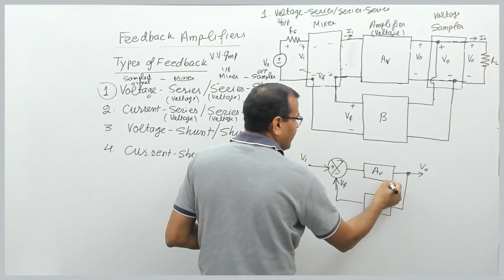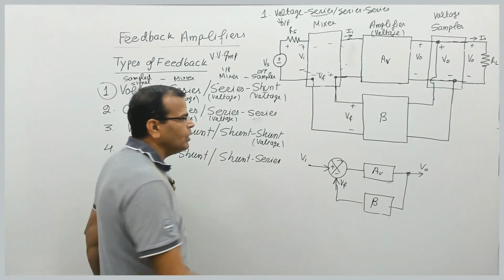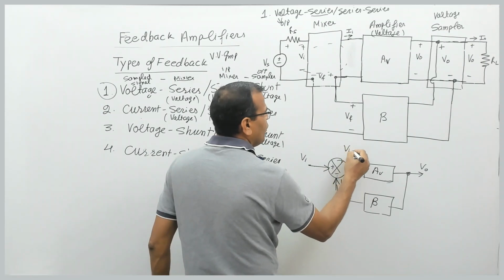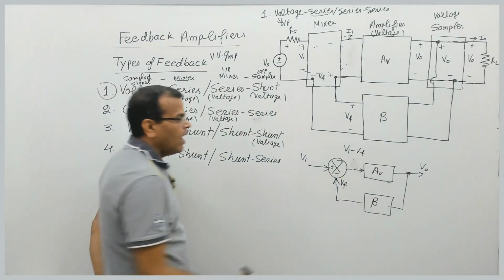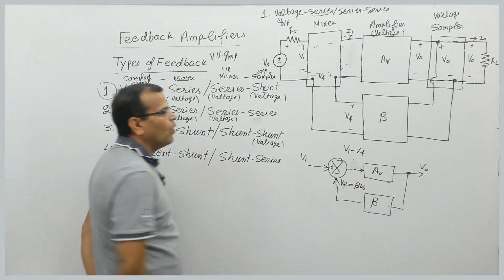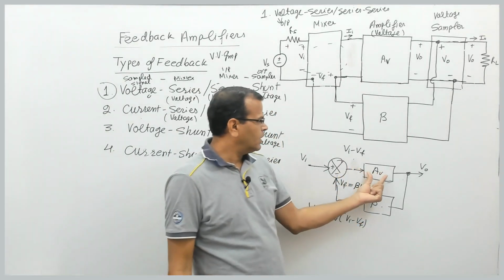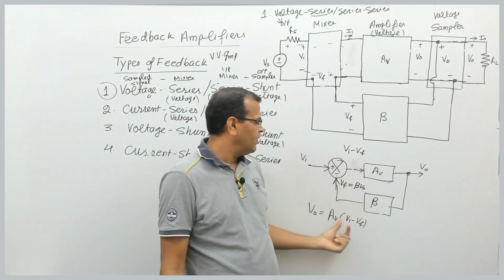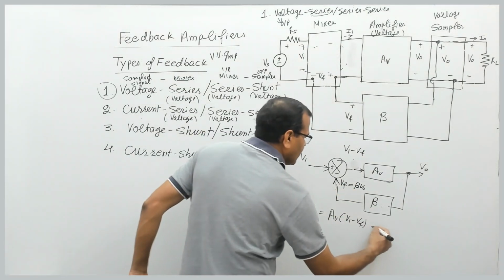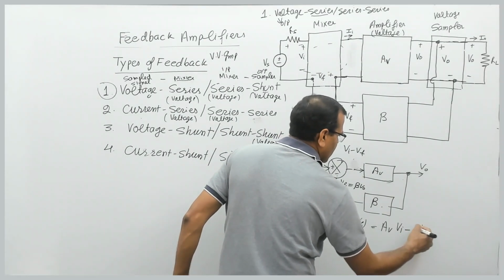I can derive that expression for you. As such you don't need it, because you must know it from control systems, but in one case I can derive it. What is the voltage here? It must be VI minus VF. Now please see carefully: VF is V naught into beta, so beta into V naught is VF. What is V naught? V naught is AV into VI minus VF. This gain multiplied by the voltage input to this gain, which is VI minus VF, is the output voltage. What is VF? Beta into V naught. So this gives AV into VI minus beta into V naught.